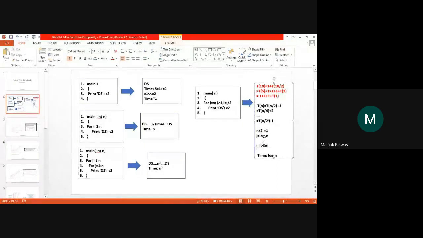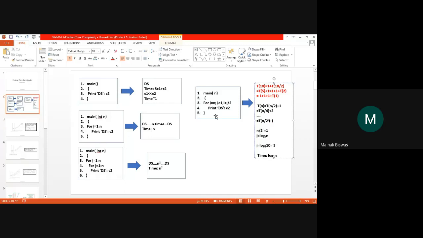So let us say n equals 10. It basically comes to approximately 3. So for n equal to 10, the value will be almost equivalent to 3, so it will print DS 3 times. So the time complexity of this algorithm is basically log base 2 of n.